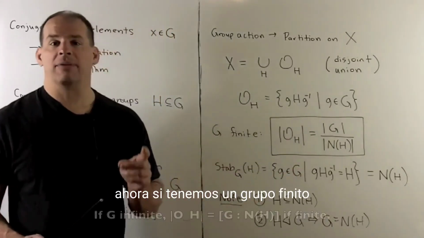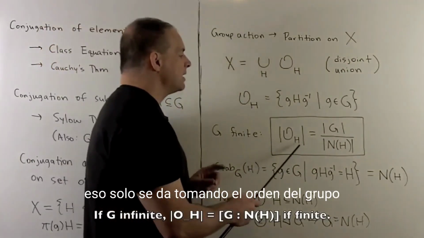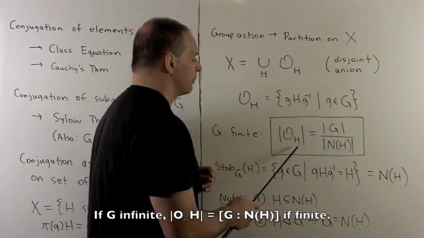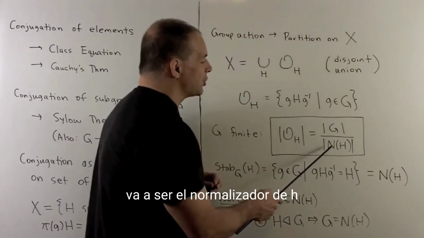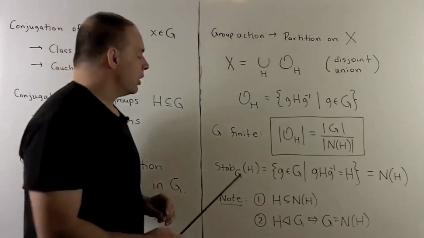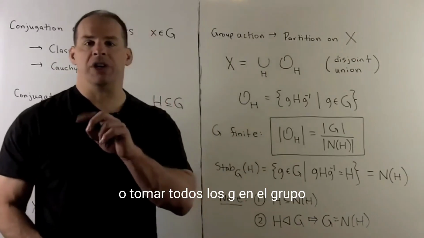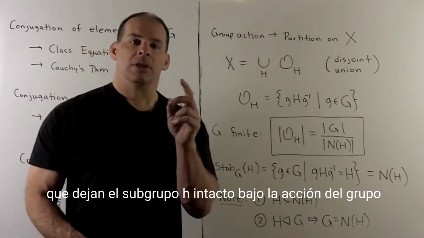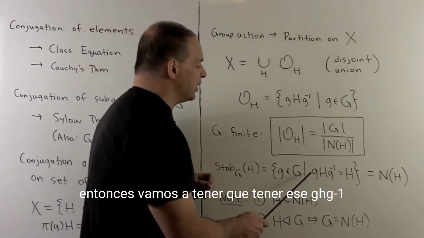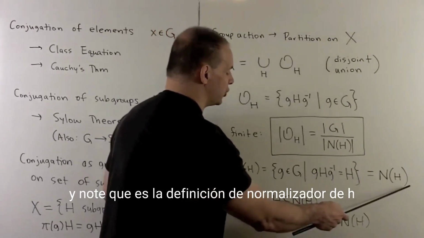Now, if we have a finite group, we have a rule for the cardinality of the orbit. That's just given by taking the order of the group and dividing by the order of the stabilizer of the element H. That's going to be the normalizer of H. Let's see that by running out the definition. For the stabilizer of subgroup H, we take all g in the group that leave the subgroup H undisturbed under the group action. So there we have that gHg inverse is equal to H, and note that's the definition of the normalizer of H.